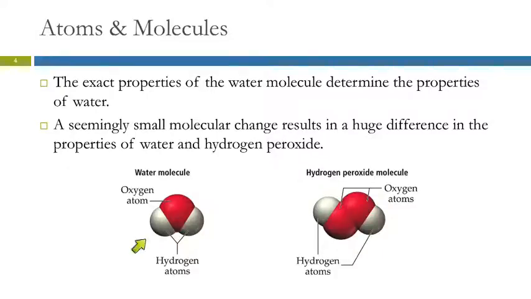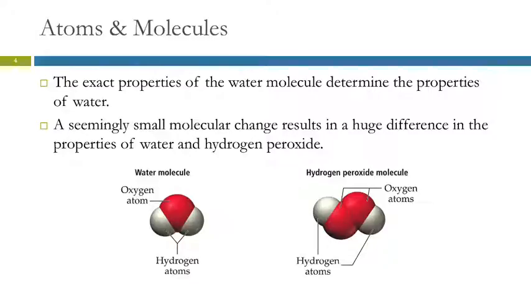So here's the water molecule. This molecule is a hydrogen peroxide molecule. Small difference between these two. This one has 2 oxygen atoms instead of 1. But that one seemingly small change makes a big difference in the properties of hydrogen peroxide. We wash our hair with water to rinse the dirt out. If you wash your hair with hydrogen peroxide, you'll wash all the color out of your hair. That's what they use to bleach hair, to remove the color, is hydrogen peroxide.